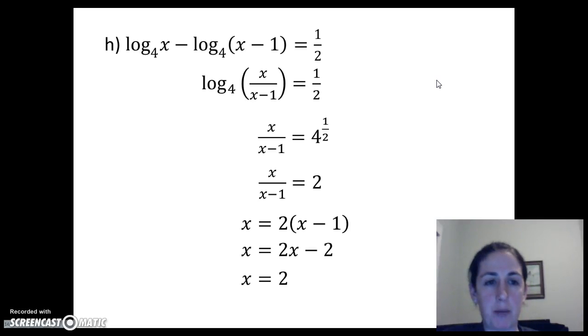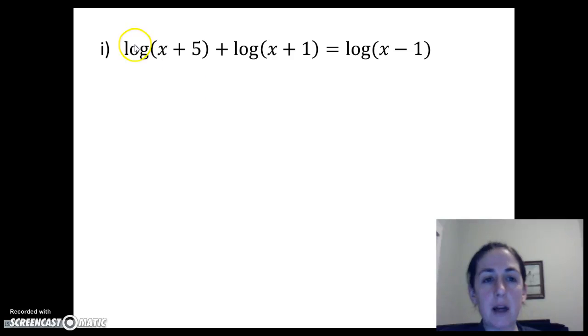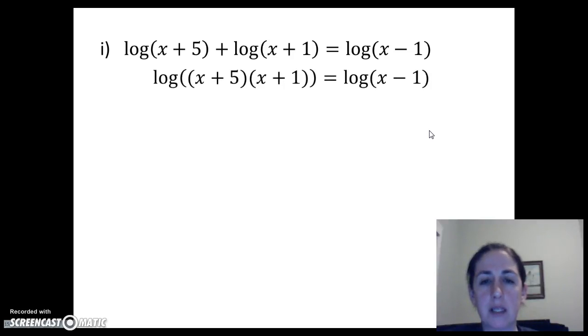Let's do one more example. Here again we have multiple logarithms. Now before, if we had 2 logarithms with the same base being set equal to each other, we could set their insides equal to each other. The problem is these are 2 logarithms being added. It's not just logarithm equals logarithm. So let's combine this into one logarithm. 2 logarithms being added can be condensed into one logarithm with their insides being multiplied. Now the bases of the logarithms are the same. We can set their insides equal to each other.